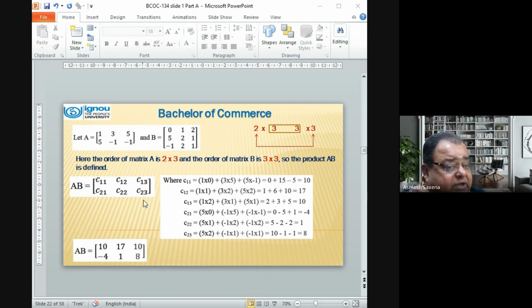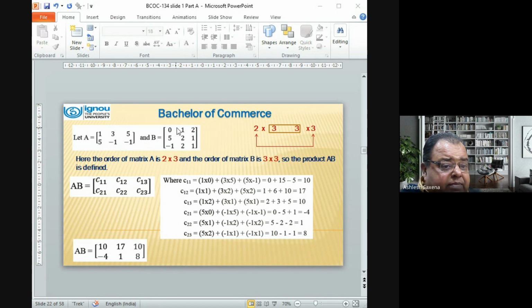Now the question is what will be the answer? C11 is first row, first column; then first row, second column; first row, third column. Similarly, we will go for second row, first column, that will be C21; second row, second column, that will be C22; second row, third column, C23.